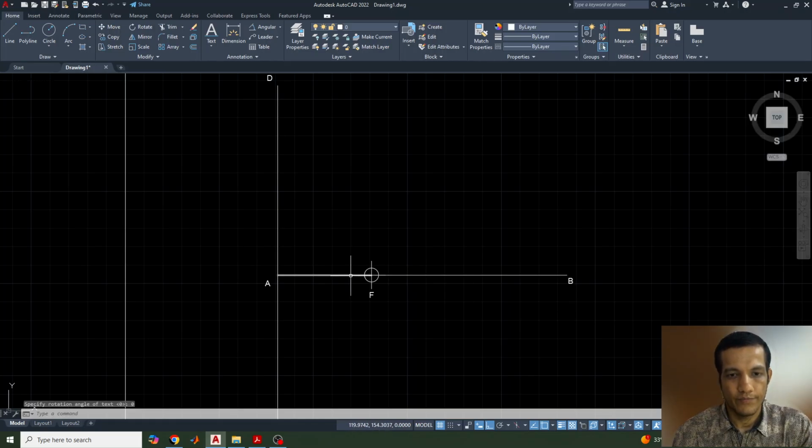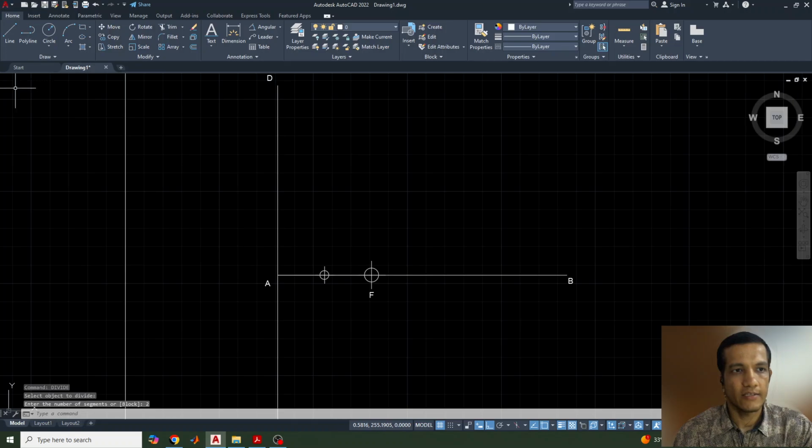Now this line again we need to divide into two parts. The total length is 50, so we can draw another 25 mm distance and join it, or else we can use the divide command, which is simple. Select this line, make it 2, and the division is completed.